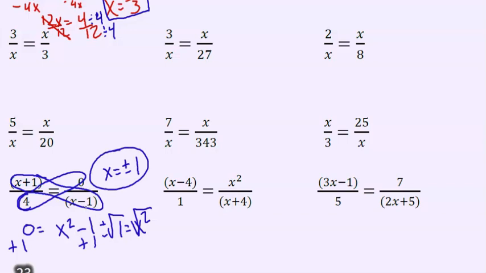Now, if we look back, we would have an excluded value at 1 because that would make this 0 and that would be undefined. So your final answer would only include negative 1.